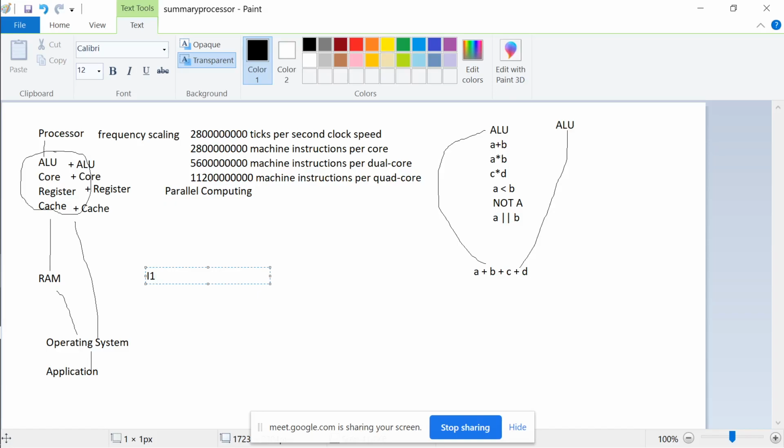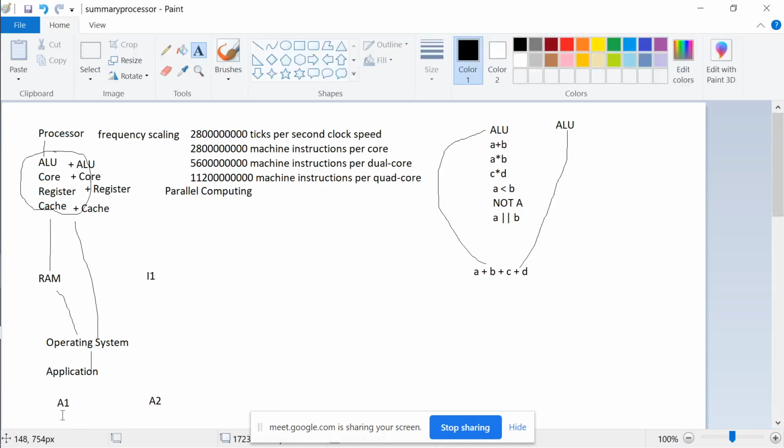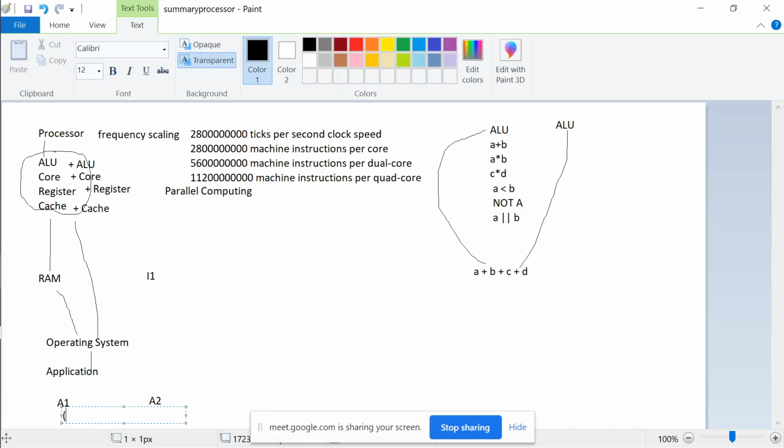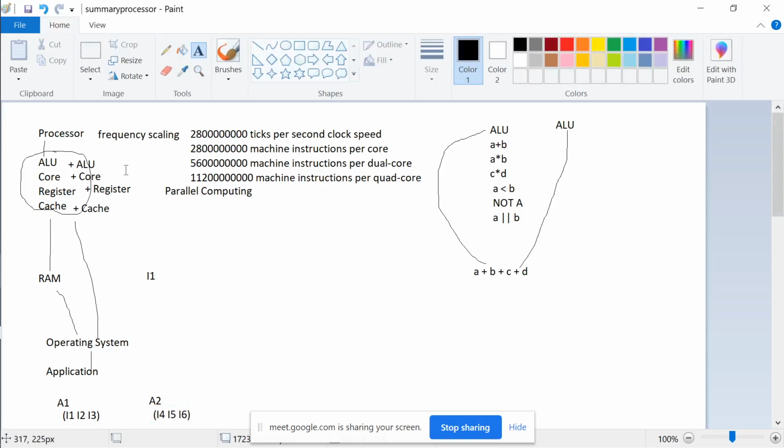So I1 may be belonging to an application. Let's assume there is application A1 and application A2. In application A1 we have instructions I1, I2 and I3. These may be lines of code inside any program, like a Java program or anything, and here I will have I4, I5 and I6. So who is managing these applications? Your operating system, right? Your operating system ultimately is managing all your applications.